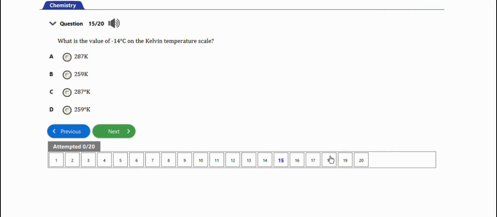The next repeated question will be this one. It says the equation P equals K over V illustrates. So this is Boyle's law because the volume is inversely proportional to pressure.